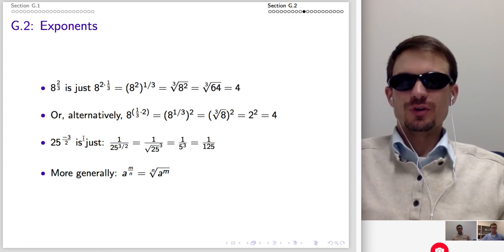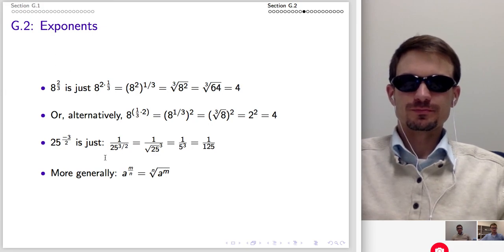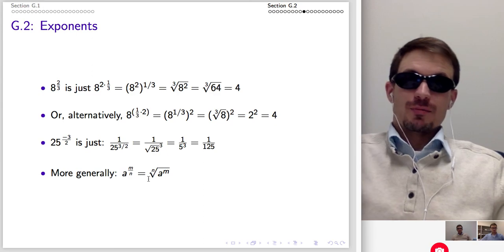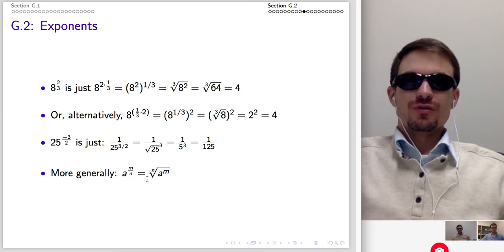And then we can do the same thing with 25 to the minus 3/2. And in general, of course, this is just our rule from before. A to the m over n is just the nth root of a to the m.